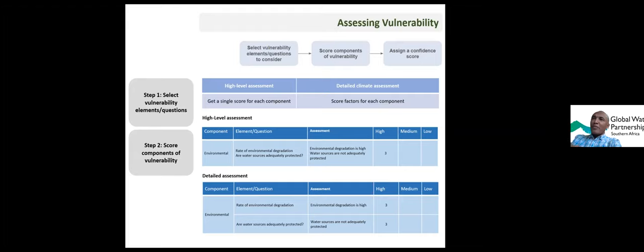Or you can pose a question, for example, are water sources adequately protected? And if your assessment is high environmental degradation, if water sources are not adequately protected, that means the environmental system is highly vulnerable to climate change impact. But in a detailed-level assessment, you have to score different elements and questions separately because you want a detailed kind of assessment. So again, let's go to the next slide, please.